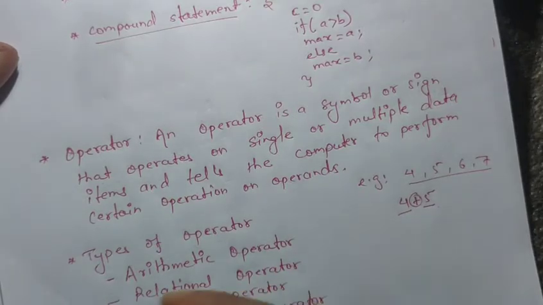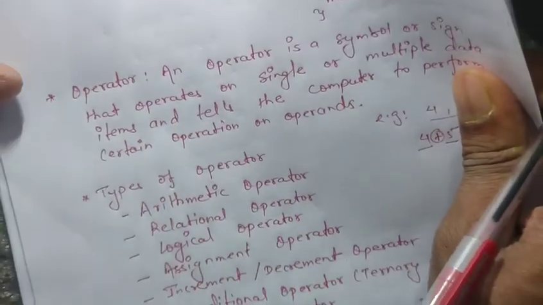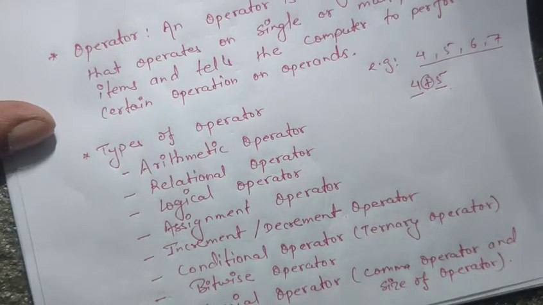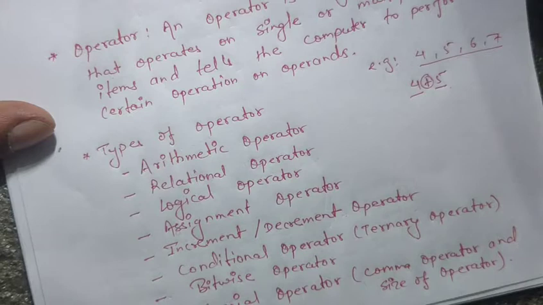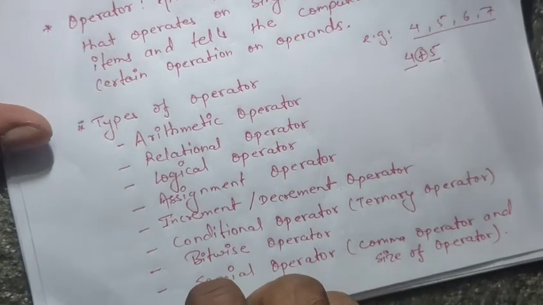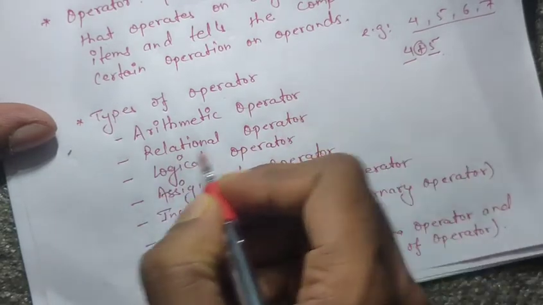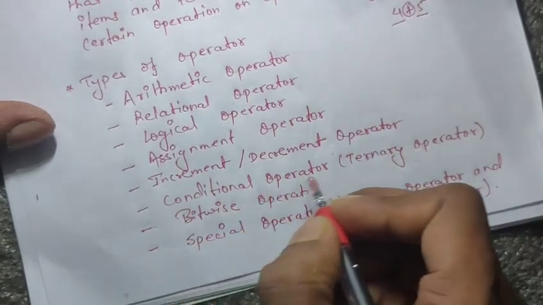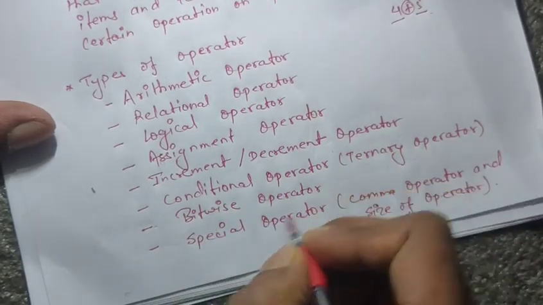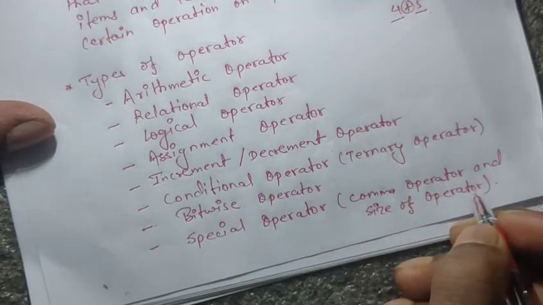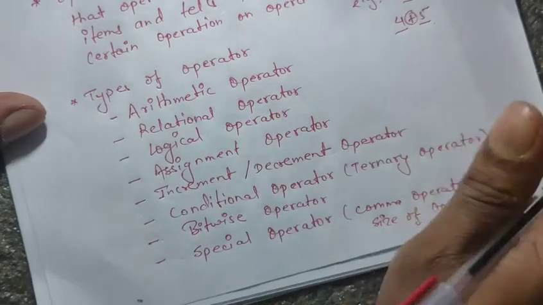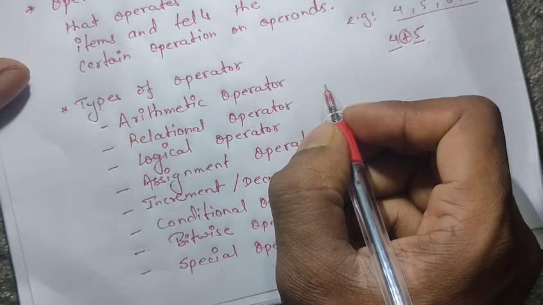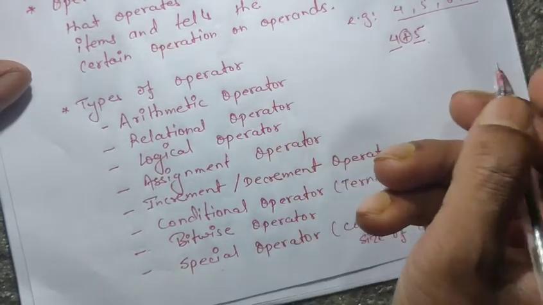Okay, so let's see what the types of operators are. In this video we will just name them, and in the next video we will discuss in detail the types of operators with examples of each operator. The types of operators are: arithmetic operator, relational operator, logical operator, assignment operator, increment decrement operator, conditional operator, ternary operator, bitwise operator, and special operators, that is the comma operator and the sizeof operator. The arithmetic operator deals with addition, subtraction, multiplication, division, integer division, and the exponential sign. These are some operators in the arithmetic operators.